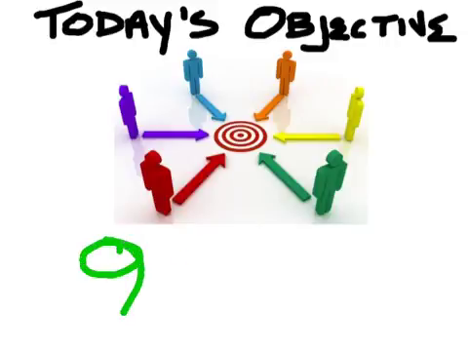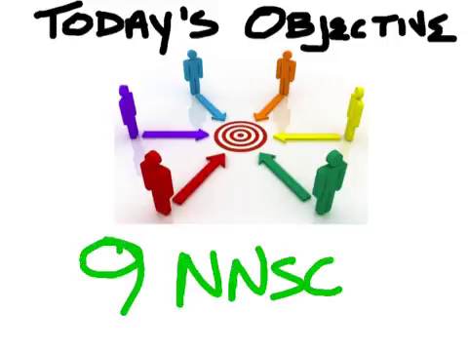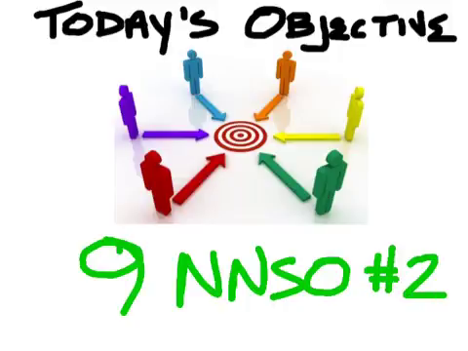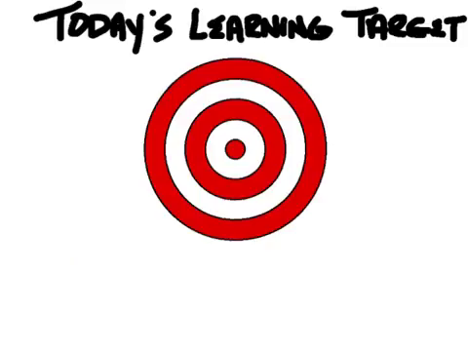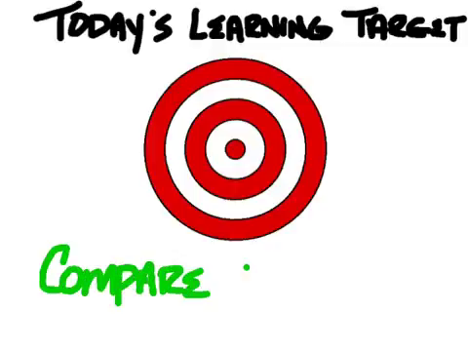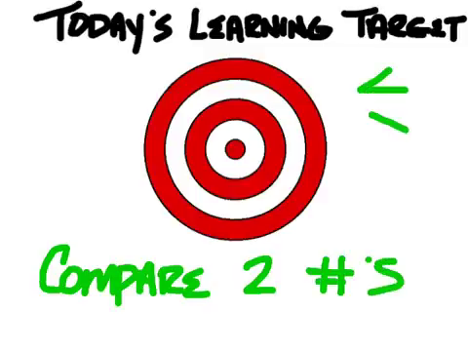Today's objective is 9th grade number sense and operations number 2. Typically, the learning target is to compare two numbers. In other words, less than, greater than, or equal to. Tomorrow we'll be ordering numbers from least to greatest. Example number 1.